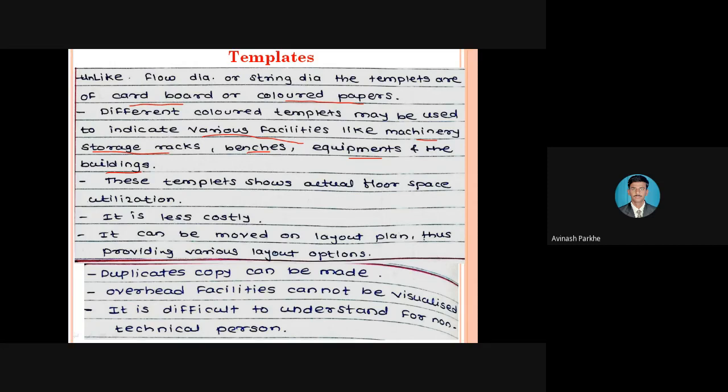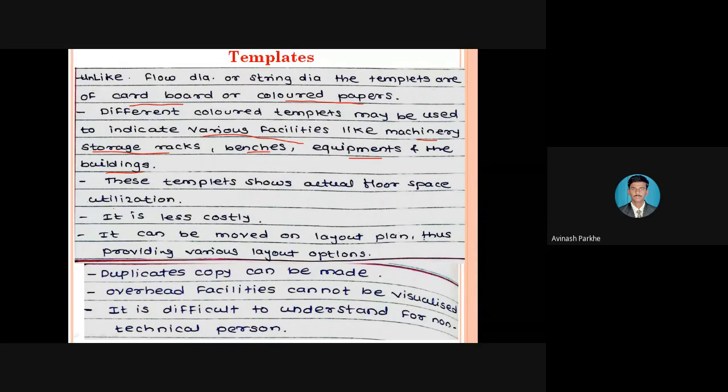So such templates of different colors are used in the organization in order to indicate all the important facilities in the organization. Also, this template shows the actual floor place utilization. There are so many floors. Maybe at the top floor your manufacturing section is there. At the bottom floor, maybe your inspection section is there. At another top floor, your R&D department is there. At another top floor, maybe packaging is there.